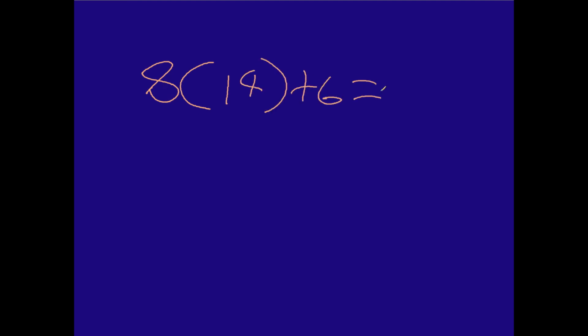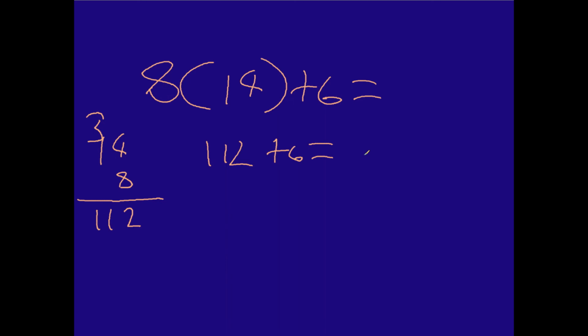So 8 times 14 plus 6. What does that equal? Not too difficult here. We'll do 14 times 8 right here real quick. 8 times 4 is 32. Put the 2 here, carry the 3. 8 times 1, so 112. So this is 112 plus 6 equals 118. So what this is telling us is that we have 118 nickels in our total amount here, and we have 14 pennies.